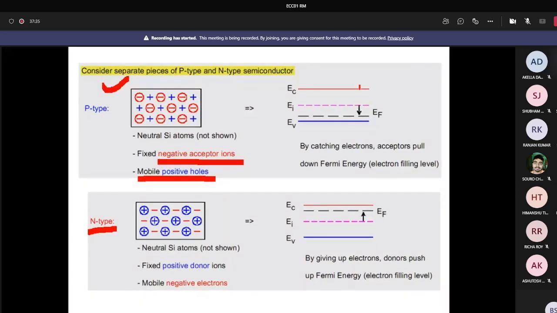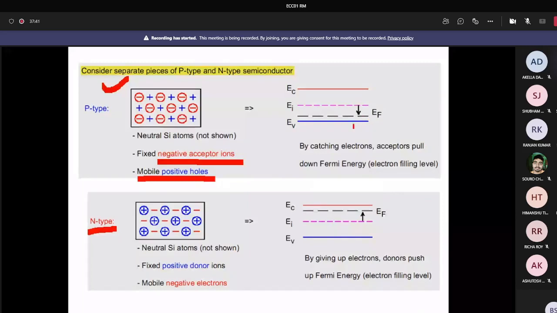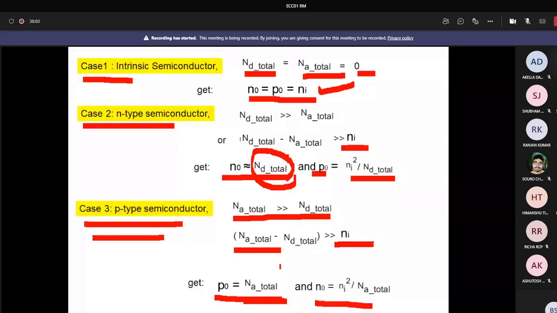And this is your corresponding band diagram: the conduction band, valence band, and the Fermi level will be close to your valence band because holes are the majority carriers, and when electrons are the majority carriers, the Fermi level is close to the conduction band. So these are the p-type and n-type semiconductors, and you can use this to explain the movement of the Fermi level.